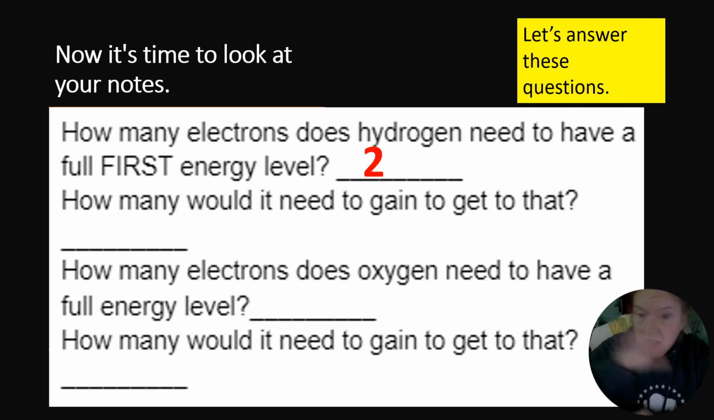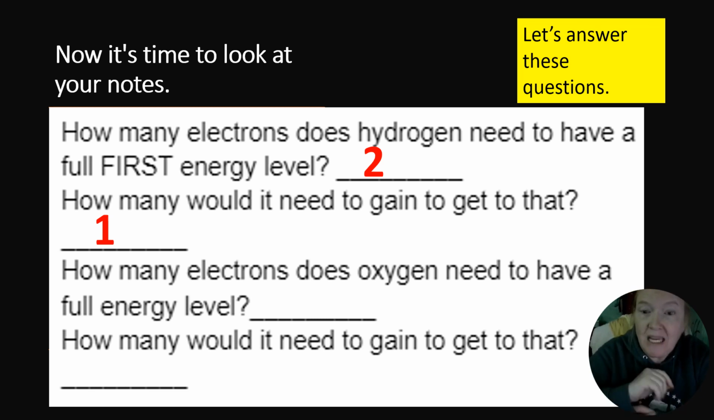2 electrons is a full first energy level. So think about now, how many electrons does hydrogen have right now? So how many does it need to gain in order to get a full energy level? Well, it needs to gain 1.